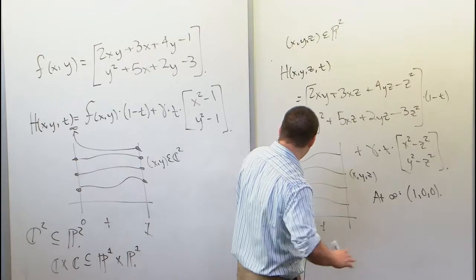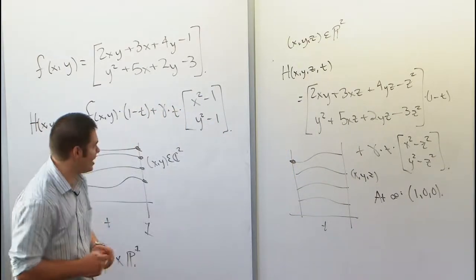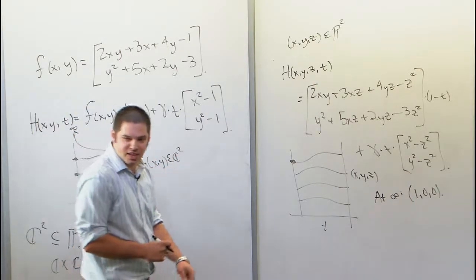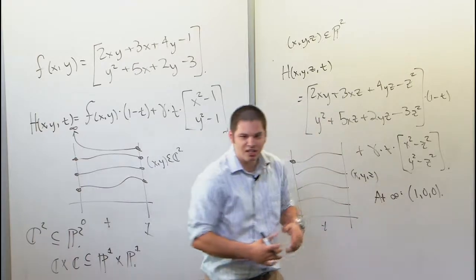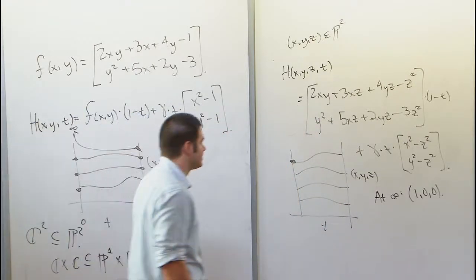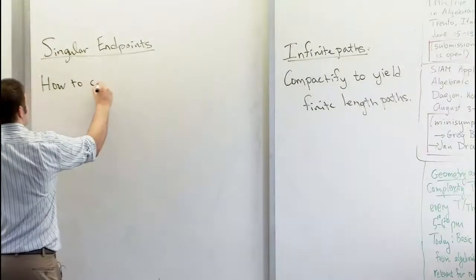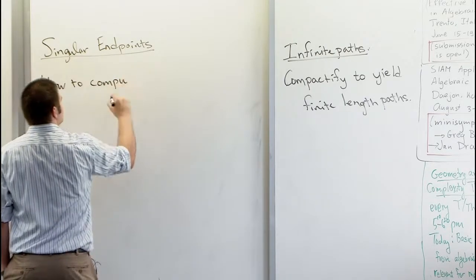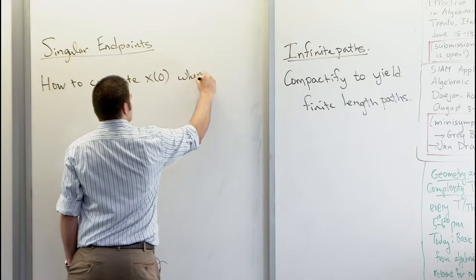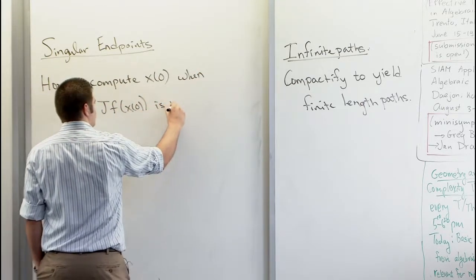Hopefully it was demonstrated in the homeworks, the power of Newton's method. Quadratic convergence is very powerful. Singular endpoints, don't know what's going to happen. I could diverge, I could linearly converge, I don't know. So how do we handle singular endpoints? So how to compute? Compute the endpoint when the Jacobian is rank deficient.